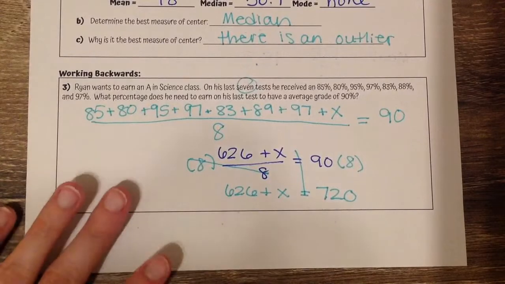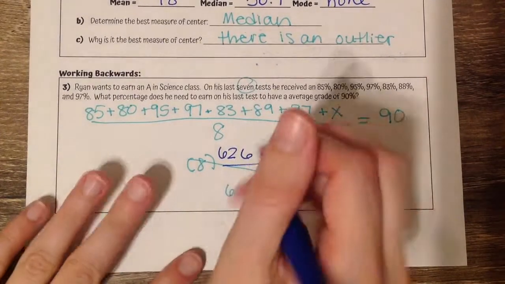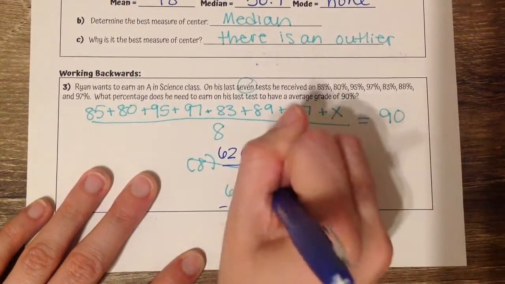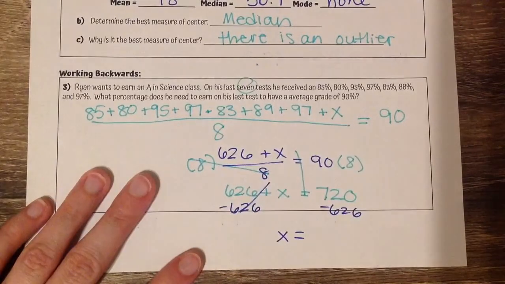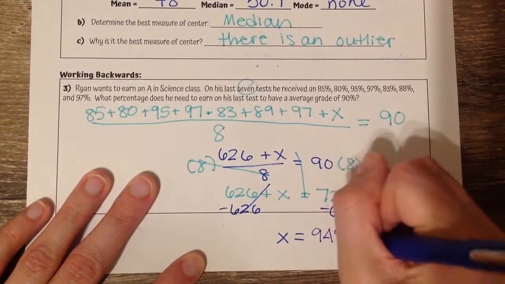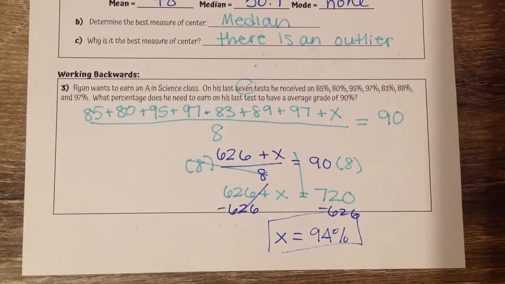Now, the last part, x is adding 626, so the opposite is to subtract 626 from both sides. And we get x equals 94. So he needs to get at least a 94% if he wants to earn an A in science class. Go ahead and work on the homework.